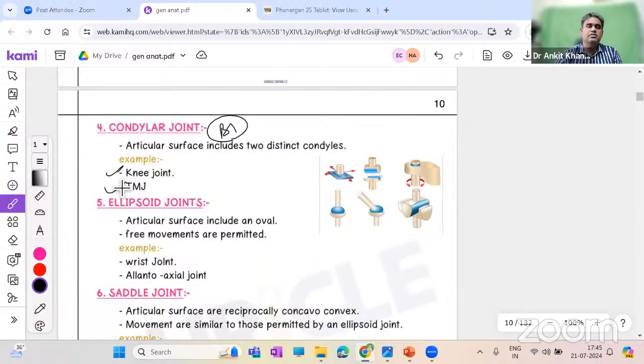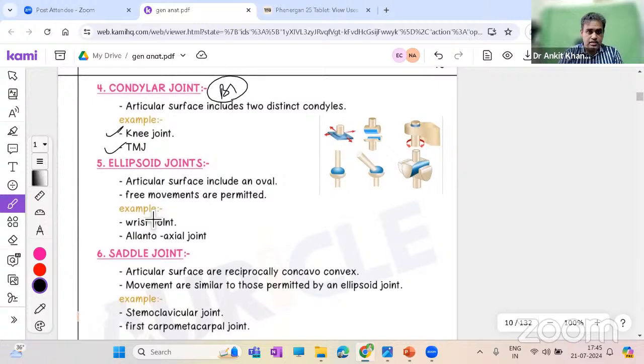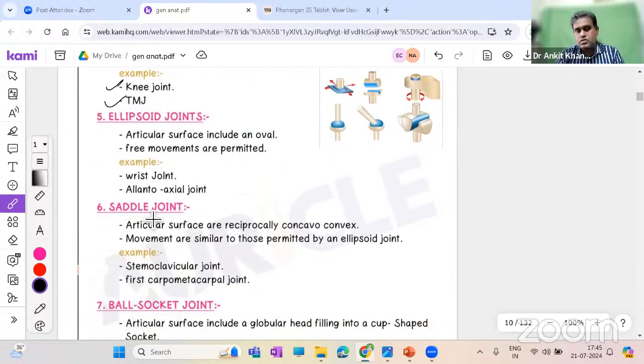Condylar, a bit of biaxial. You have the knee and TMJ. The knee joint will have two femoral condyles and two tibial condyles. Between you have the patella also. TMJ again, you have two condyles, right and left, condyles of the mandible. Ellipsoid, yes, there's also one variety, ellipsoid. This also comes under the biaxial variety only, like the wrist joint, radiocarpal. You can flex, extend, and you can also adduct, abduct the wrist.